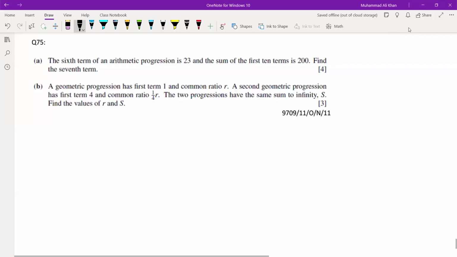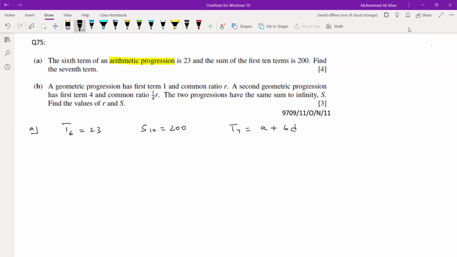Now, question number 75. It is from October, November 11, paper 1-1. The first part. The sixth term of AP is 23, and the sum of the first 10 terms is 200. Find the seventh term. We have to calculate the seventh term, and seventh term is a plus 6d. It means if we have the value of a and d, we'll easily get the value of the seventh term, right? It's an arithmetic progression given in the question.